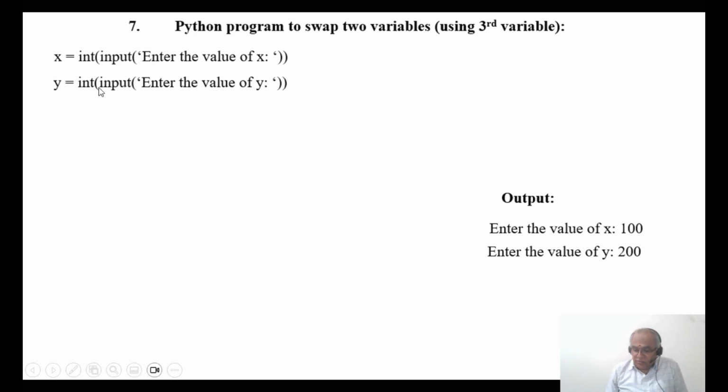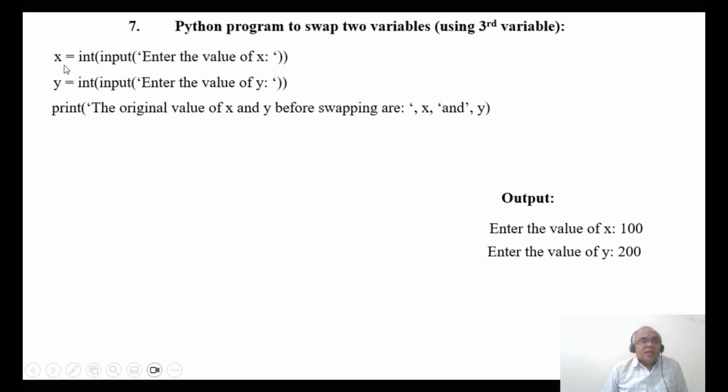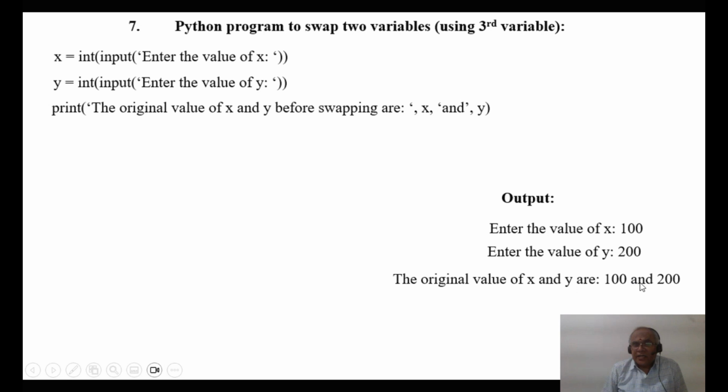So first I am going to print the original values of x and y before swapping. So x, comma, y. The original value of x is 100 and the original value of y is 200. So we have taken this 100 and 200. What it should do now is, 200 should come to this side and 100 should go to this side. That is what we need to do.